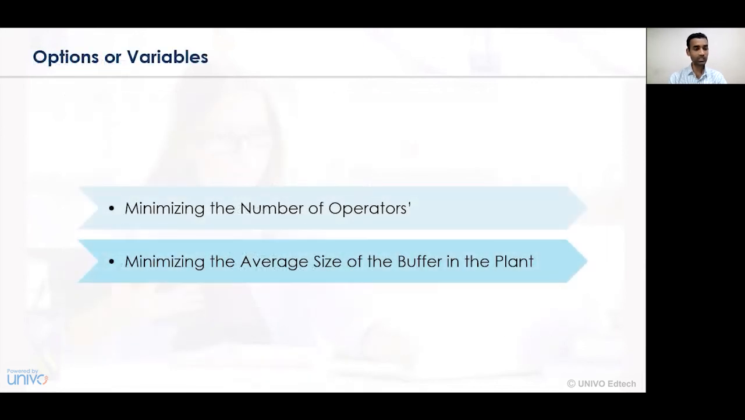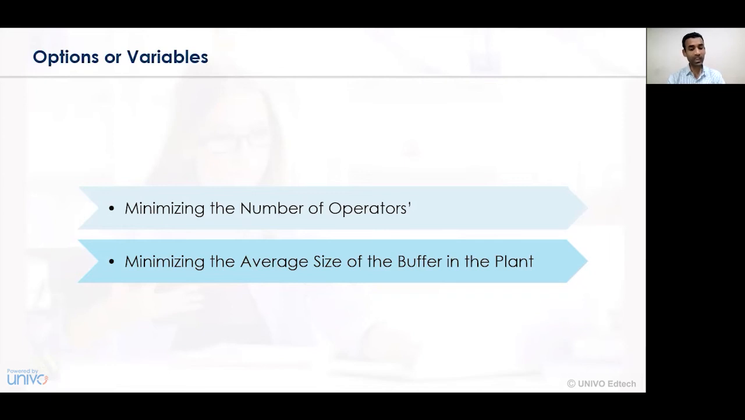Now let's understand what the various options of variables available with this particular case study are. Number one, the option of variables available with this case study is minimizing the number of operators. So whatever number of buffer zones or operators are being employed, the aerospace industry should try to see that the number of operators is reduced. Earlier, it was around 7 to 8 operators. Several activities were being conducted, and those operators need to be minimized.